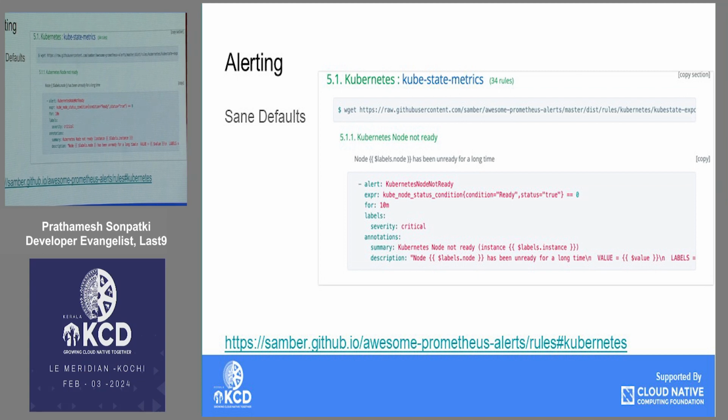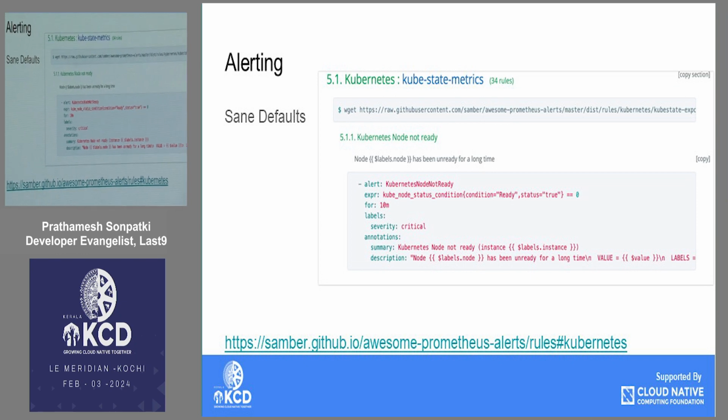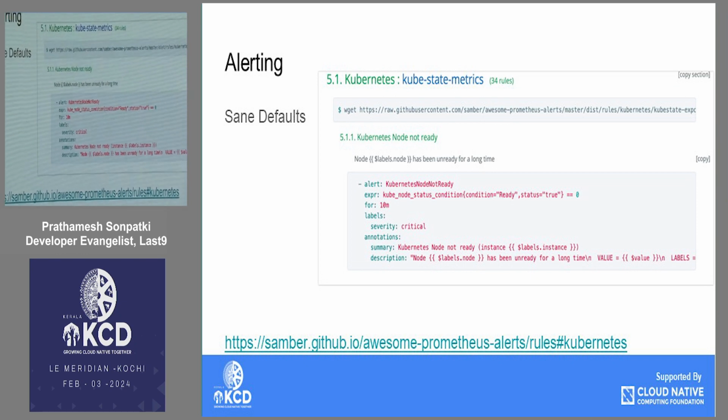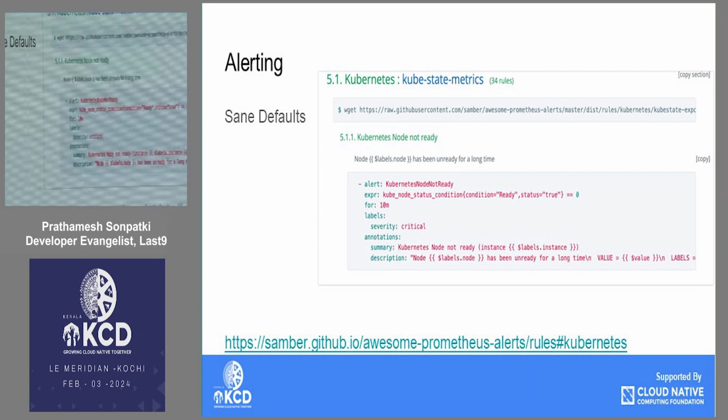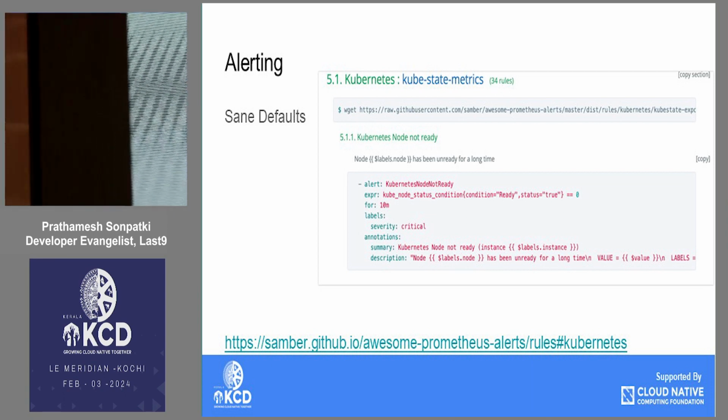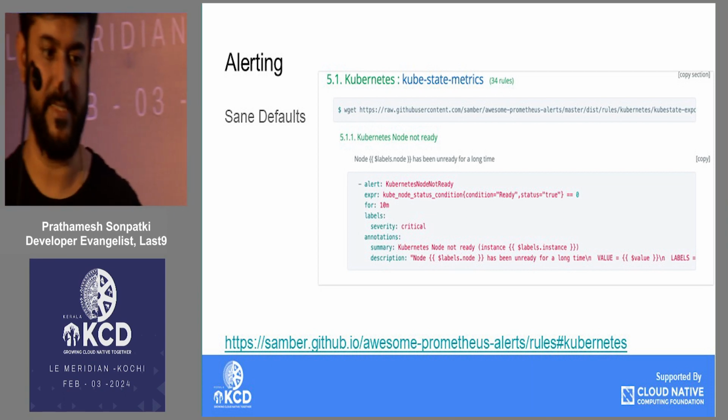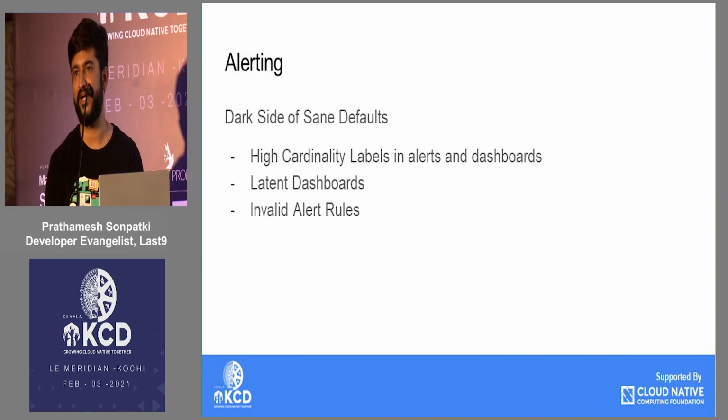There are some sane defaults that you can get started with. This is one of my favorite libraries, samber.github.io, which is Awesome Prometheus Rules. You can just start using these alert rules by default. They work pretty much in almost all cases. But there is a dark side to that as well.